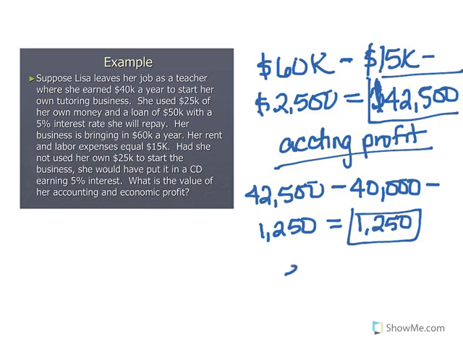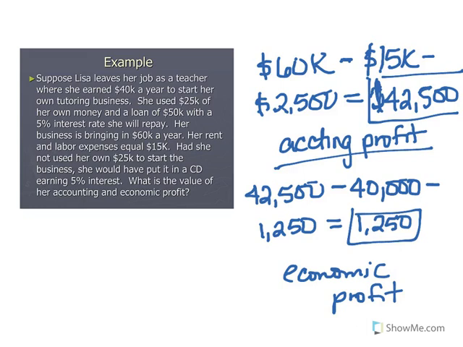$1,250. So again, that is the value of her economic profit. So we can see that she's $1,250 better off than what she would have been had she left her resources where they were before. In other words, if she continued to work at her old job, she would have made $40,000, and if she had left her $25,000 in the bank, she would have made $1,250.